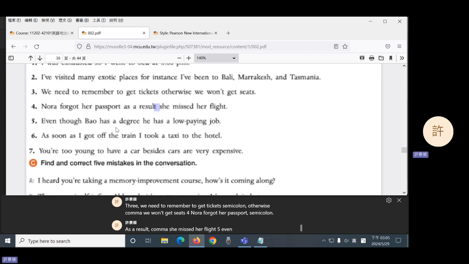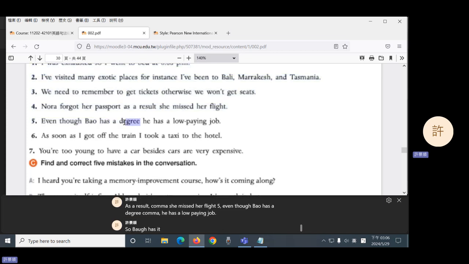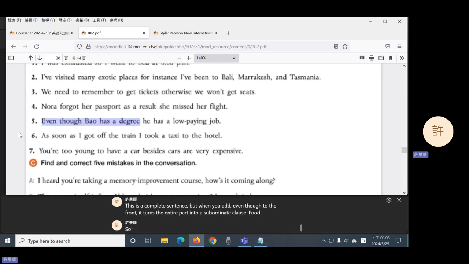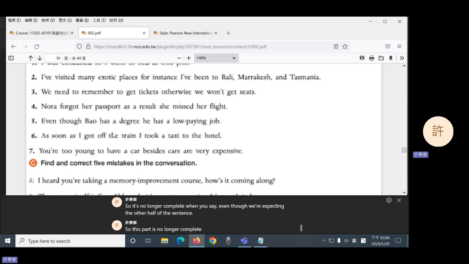Five, even though Bao has a degree, comma, he has a low paying job. So Bao has a degree. This is a complete sentence. But when you add even though to the front, it turns the entire part into a subordinate clause. So it's no longer complete. When you say even though, we're expecting the other half of the sentence. So this part is no longer complete. So the main sentence begins here. This is the subject. And before this, we have to add a comma.